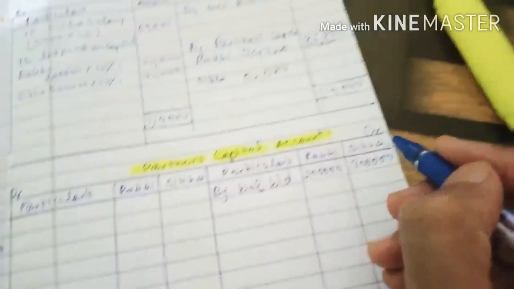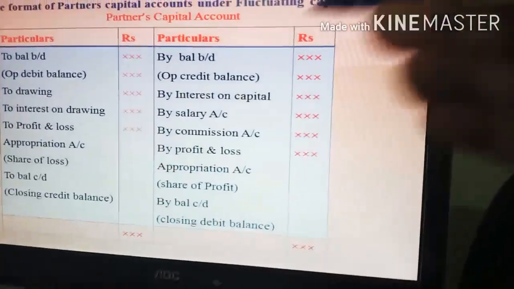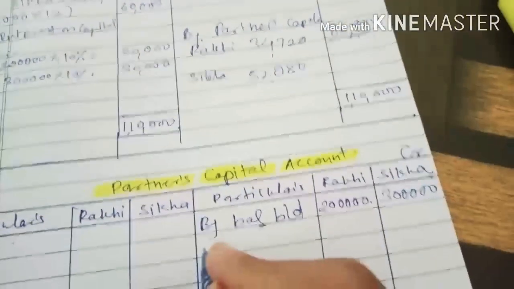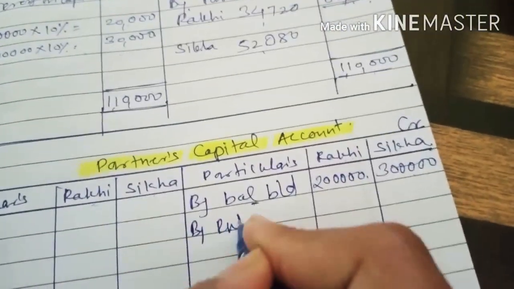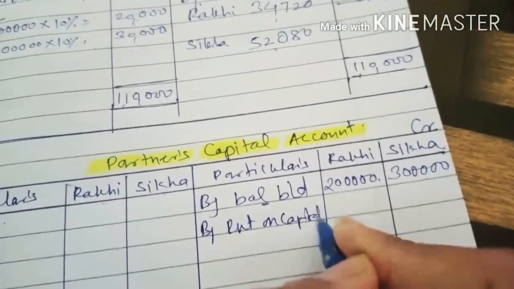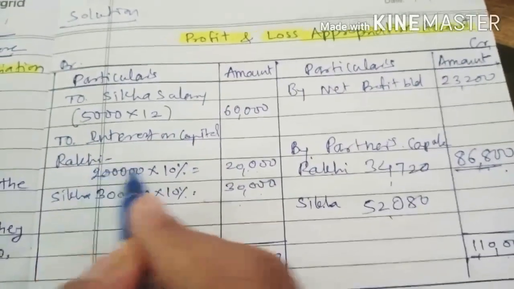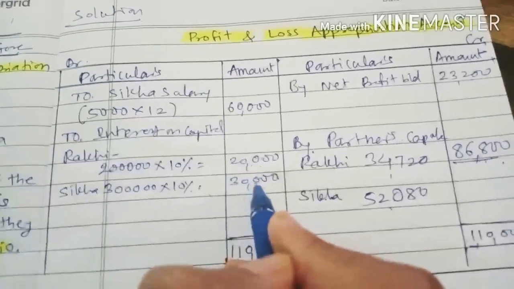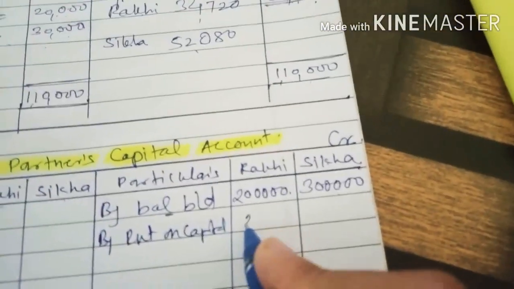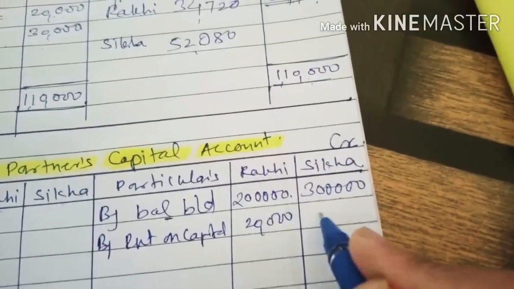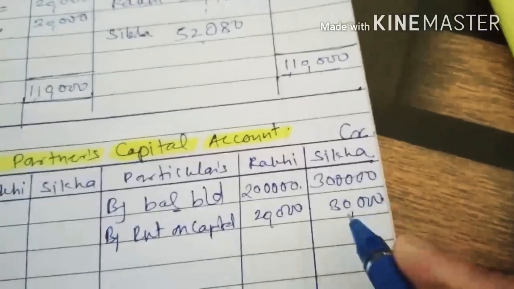Next, you have to record interest on capital. Let's see the second entry, interest on capital. Already we have calculated interest on capital. If you go through the profit and loss appropriation account, it is rupees 20,000 for Raki and rupees 30,000 for Sika. So right here, 20,000 for Raki and 30,000 for Sika.